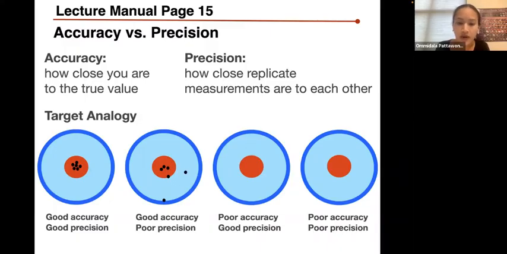Poor accuracy but good precision would be way off from the known or true value, but your data are grouped close together. This one has to do with errors that we're going to learn about when you take Chem Lab next term. And poor accuracy and poor precision would be all over the place.